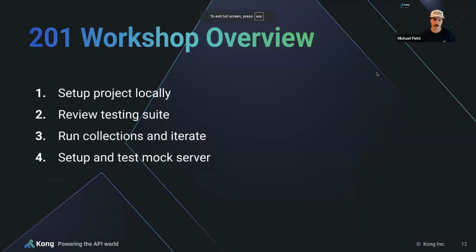But as a quick overview, I want to touch on what we're actually going to cover today. Anybody who wants to follow along, we'll set that project up locally. Inside of that project, there's going to be some code. We're working with an Express.js server, but there's also an Insomnia collection included in there. Inside of this Insomnia collection, there's a testing suite that we're going to take some time to review and look through. We're going to show how we can run collections and iterate over these tests that we have set up. And at the end, we're going to show how we can quickly set up and test a mock server, even if we don't have a backend API that's publicly available and published yet.